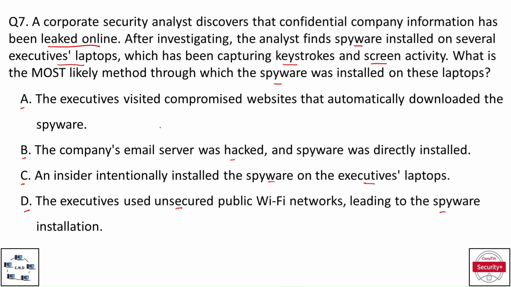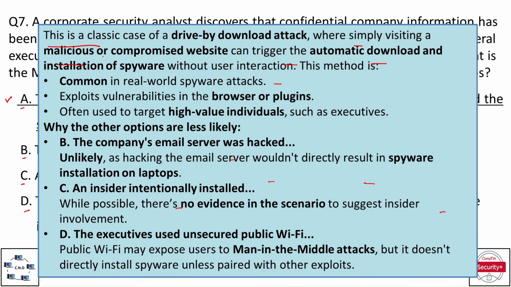And the correct option is option A. That is, the executives visited compromised websites that automatically downloaded the spyware. And the explanation is, this is a classic case of a drive-by download attack, where simply visiting a malicious or compromised website can trigger the automatic download and installation of spyware without user interaction. This method is common in real-world spyware attacks, exploiting vulnerabilities in the browser or plugins, often used to target high-value individuals such as executives.